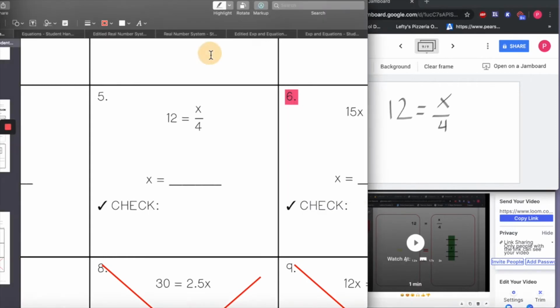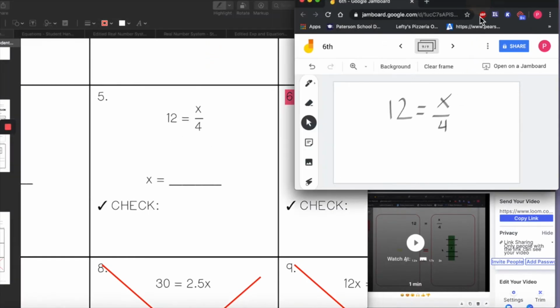So on number 5, I have 12 equaling x divided by 4. So if I want to solve that, it's x divided by 4. I need to use multiplication to get x by itself. Remember, I'm always starting on the side with the variable. I want to get x by itself. Since x is being divided by 4, I have to use multiplication. And I'm going to take its reciprocal. So my denominator will go on the top. And the reciprocal right there is 4 over 1.